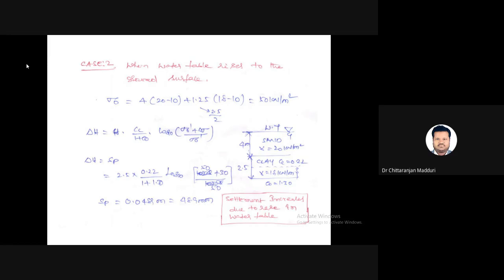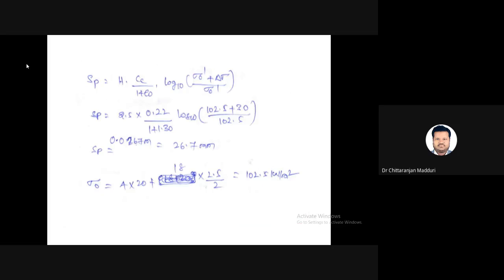So 4 into gamma dash, 20 minus 10, plus we need to consider the pressure up to the center of the clay layer. So 2.5 by 2 equal to 1.25 into gamma dash. Gamma dash means gamma sat minus gamma w, 18 minus 10. So effective pressure at the center of the clay layer is equal to 50 kN per meter square. If we substitute all these values in the above equation, we will get primary settlement equal to 48.9 millimeters.